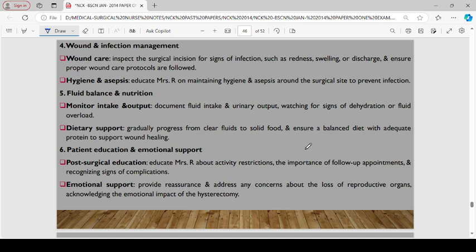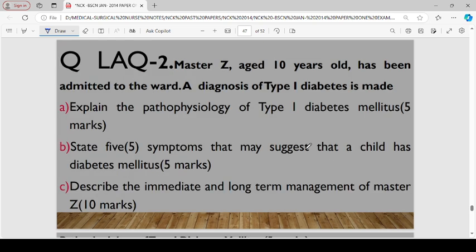Gradually progress from clear fluids to solid food and ensure a balanced diet with adequate protein to support wound healing. And then also do patient education and emotional support. That's post-surgical education and emotional support.